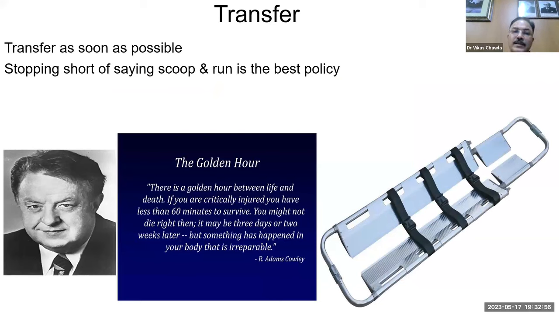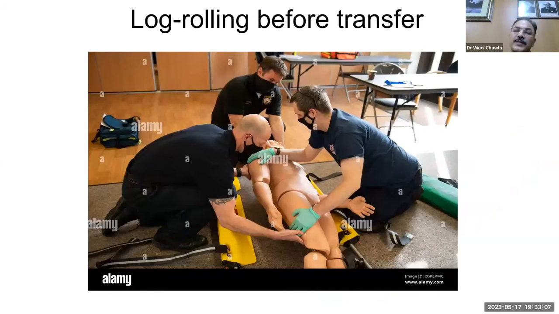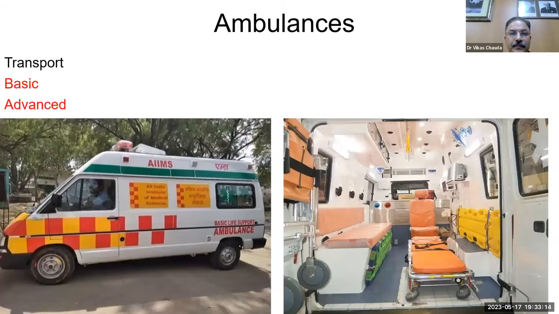The transfer policy our paramedics follow in India is that we transfer as soon as possible, and we just stop short of saying scoop and run is the best policy. Log rolling before transfer is a must. It also serves the purpose of identifying any injuries at the back. For ambulances, we have GVK MRI ambulances, we have the CAT ambulances in Delhi, we have transport ambulances with just basic facilities, and we have basic and advanced ambulances running pan-India.